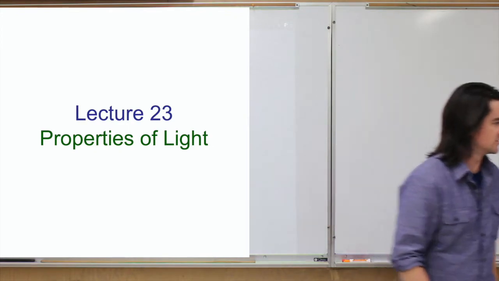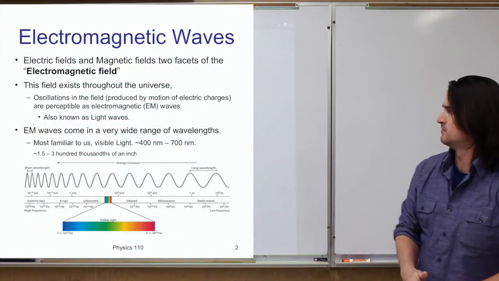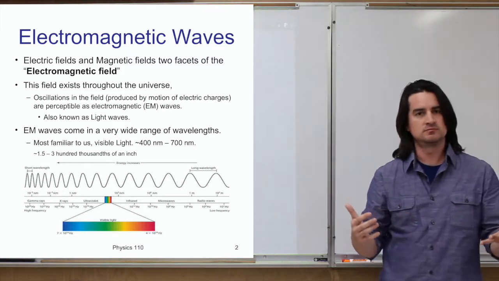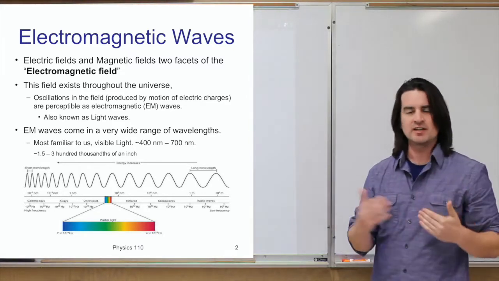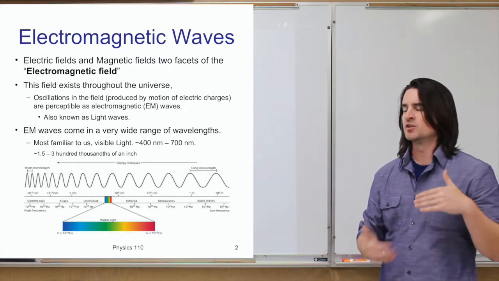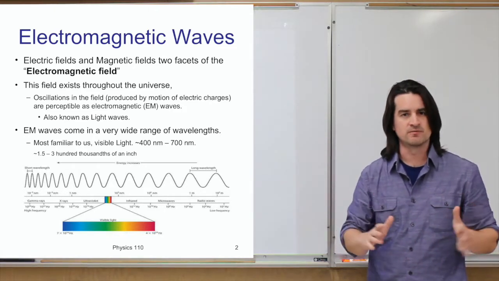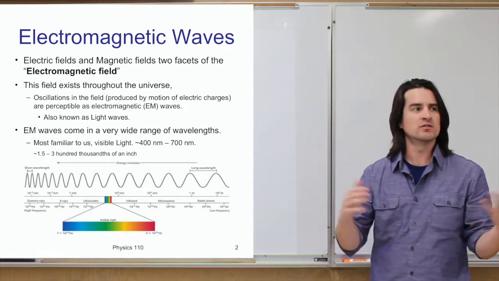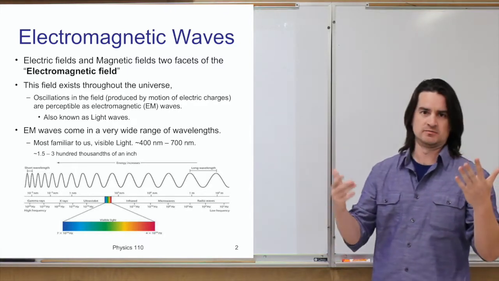Okay, so enough with that. Let's keep going. Electromagnetic waves. Light is another term, and light gets thrown around in different ways. Electromagnetic wave is the very broad, encompassing term for a wave in the electromagnetic field. There are electromagnetic fields everywhere.